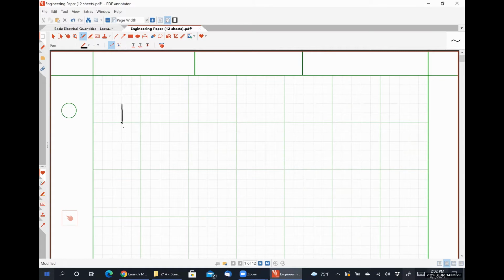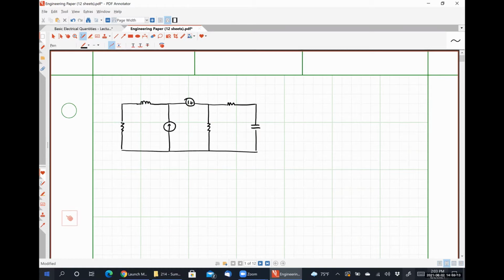My pen thing will write. I'm going to start with this circuit already in the frequency domain so that we really don't have to go through and convert it from the time domain to the frequency domain. So this will be our circuit.